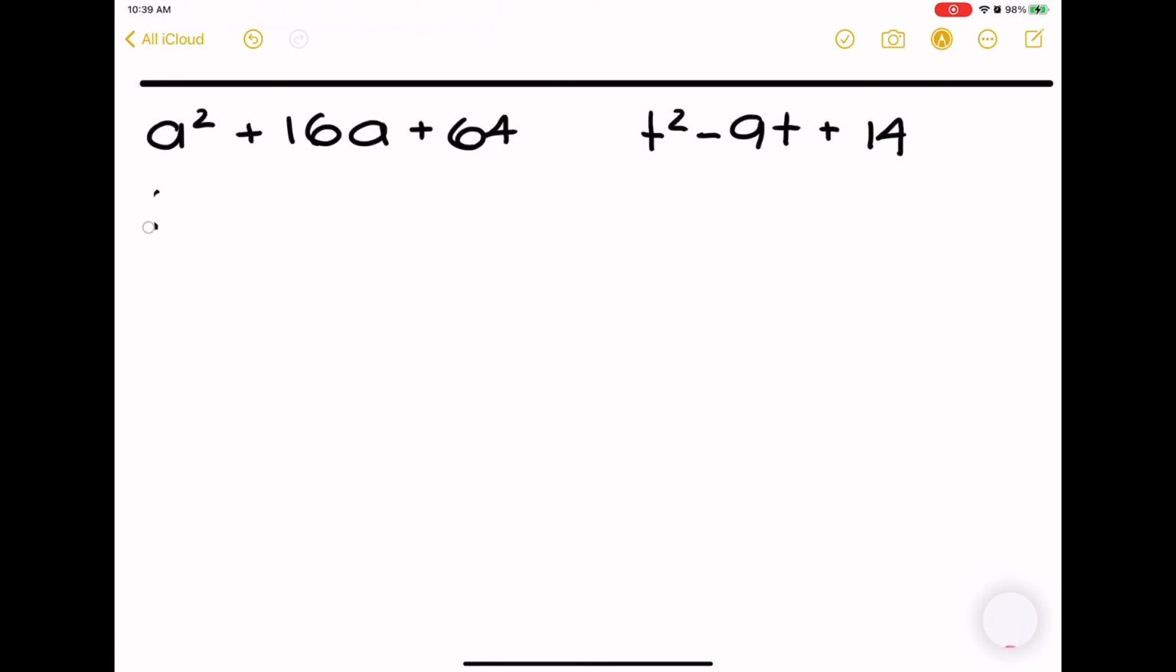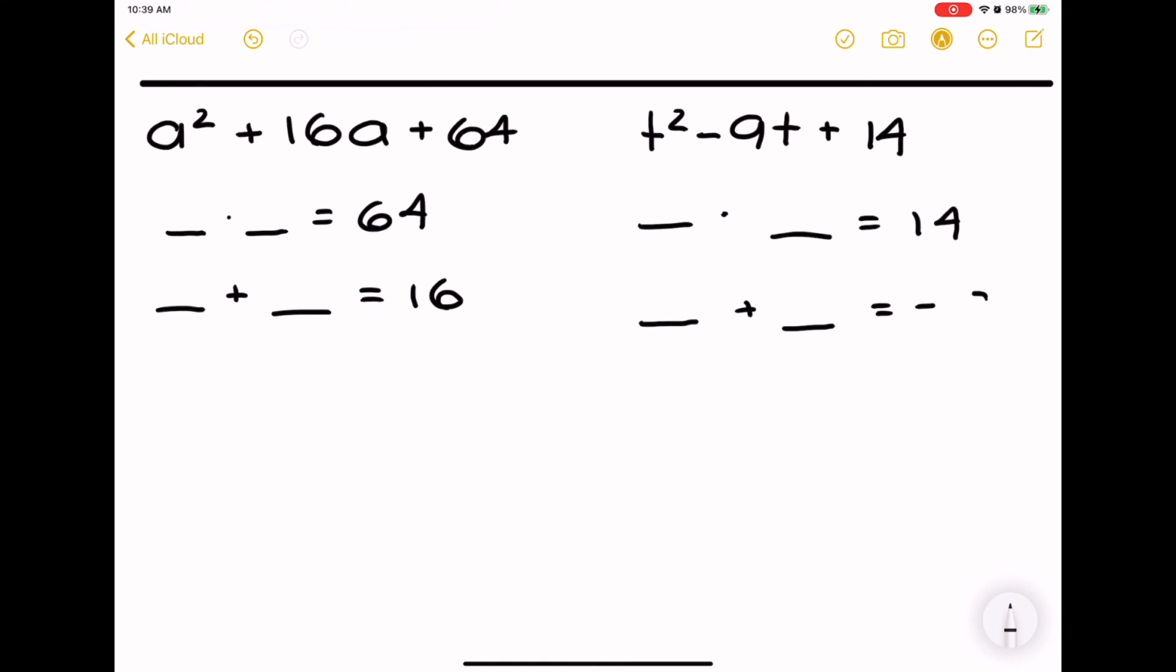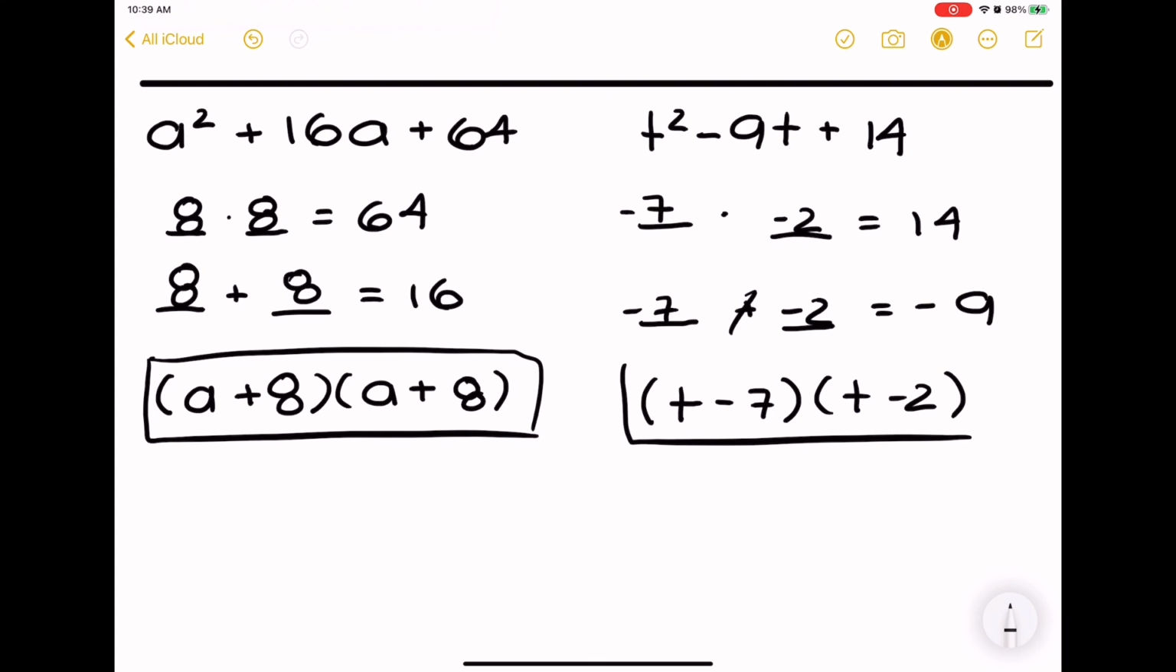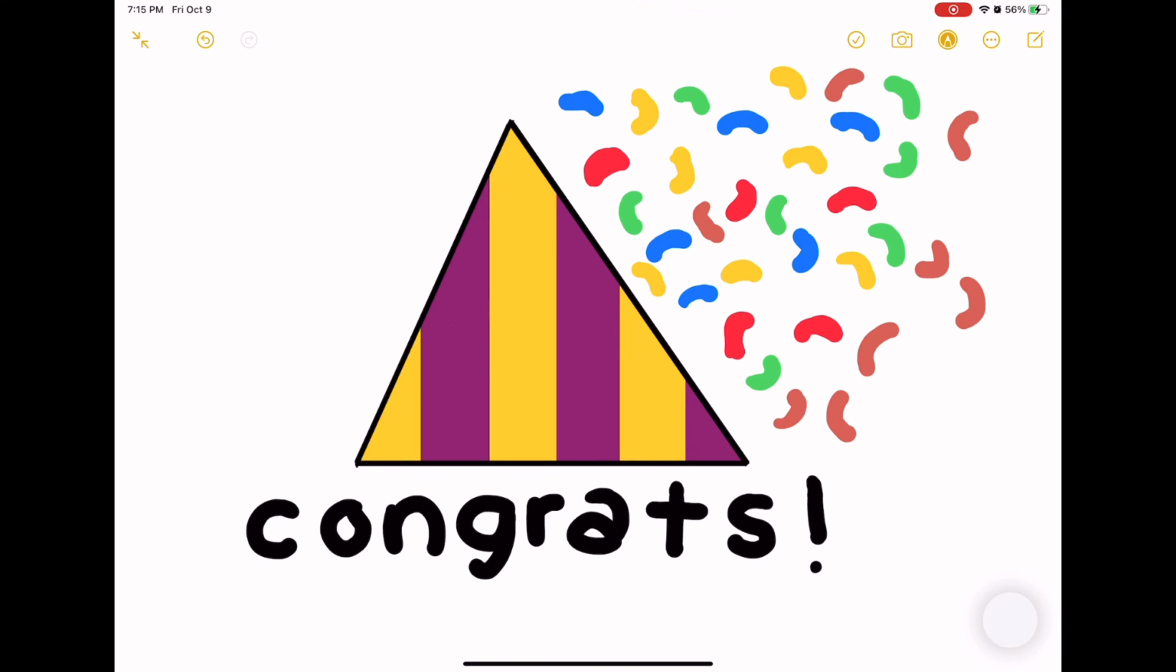Did you do it? Let's check if you got the correct answers. We're going to try and find what two numbers multiply to 64 and add to 16. So we'll get 8 and 8, so we'll get 8 plus 8 times 8 plus 8. And then for the next one, negative 7 and negative 2 multiply to 14 and add to negative 9.